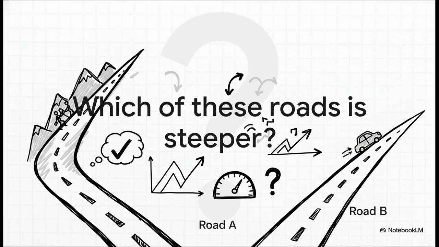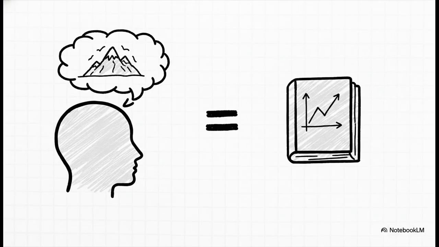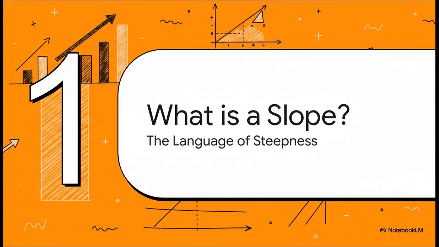But the real question is, how do we turn that feeling, that intuition, into an actual number? And that's it. That's all slope is, really. It's just the official mathematical word we use to measure that exact idea of steepness that you just recognized in a split second. So now that we know what we're talking about, let's build on that gut feeling and actually learn the language of steepness.